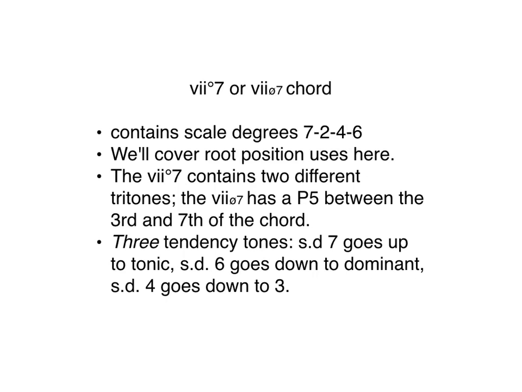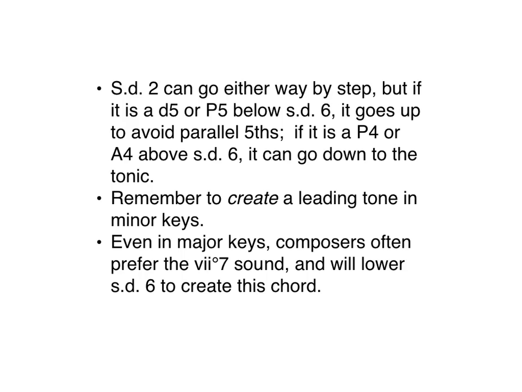The half diminished seventh, scale degree 2 and 6 are a perfect fifth apart. This chord has 3 tendency tones, not 2 of them. Leading tone goes up, scale degree 6, which is the 7th of the chord, goes down to scale degree 5, and scale degree 4 goes down to scale degree 3. Scale degree 2 can go either way by step, but we still have the same requirements of avoiding either a diminished or perfect fifth, moving all together to another perfect fifth. And I'll show you how to do this.